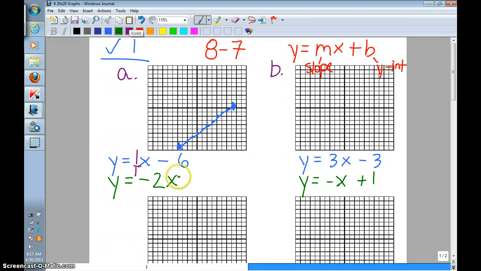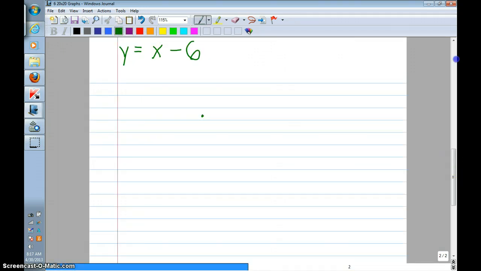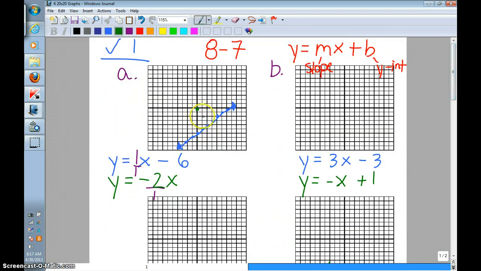The next one, my y-intercept, is 0. There's nothing there that we're adding or subtracting. My slope is negative 2 over 1. So I'm going down 2 over 1, down 2 over 1, down 2 over 1, down 2 over 1. I'm going to go ahead and connect them.